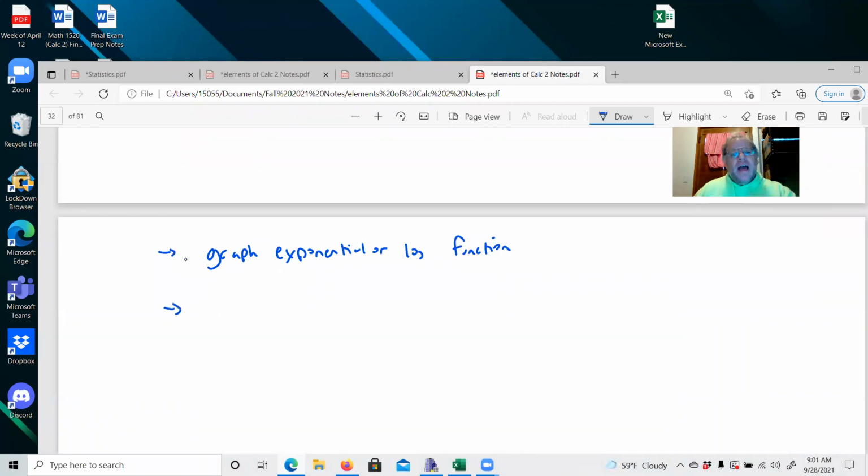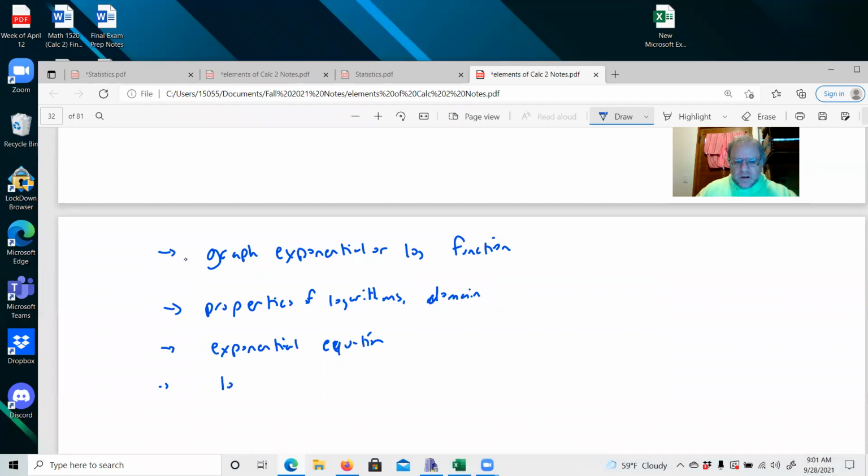Second thing we're going to do is have a properties of logarithms question. It might be a domain question, so we'll do a domain issue in a minute as well. We are going to solve an exponential equation, and we are going to solve a logarithmic equation.